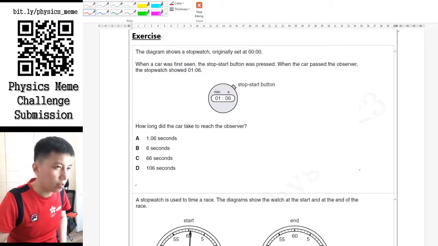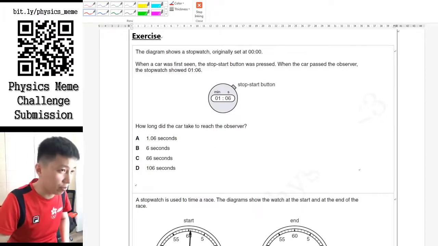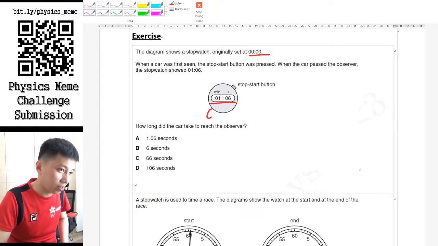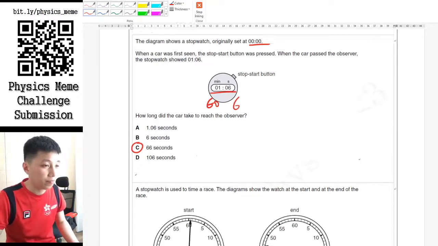I don't understand why this could even be a past paper question. I mean, if the time starts at 0 and the time shown is 0106, then it's simply 60 seconds plus 6 seconds. So the answer is simply 66 seconds.